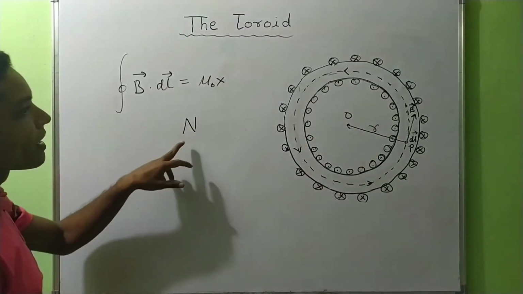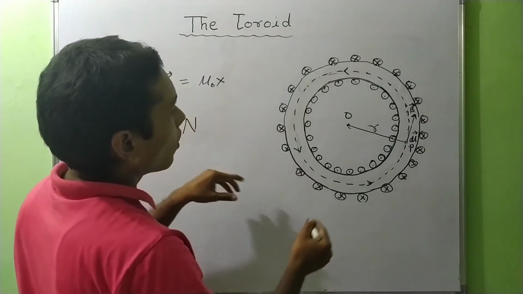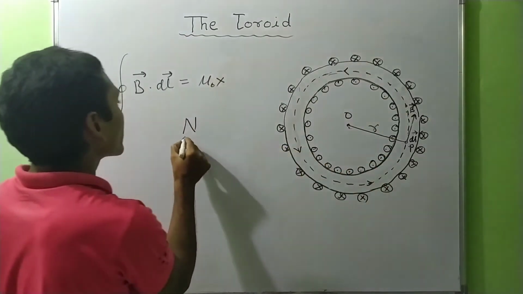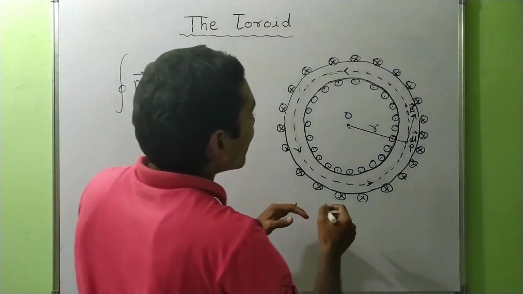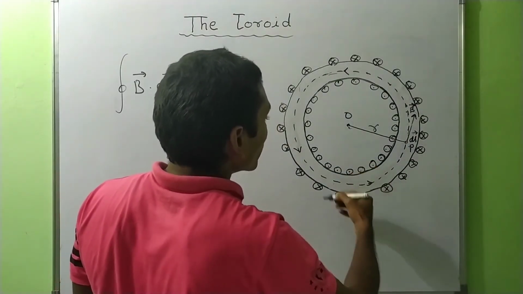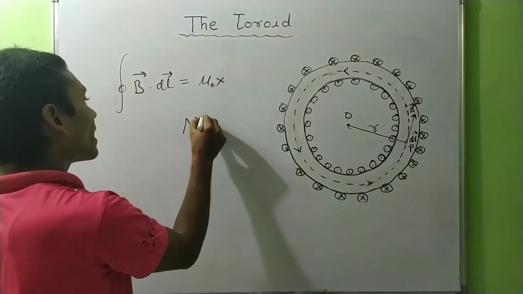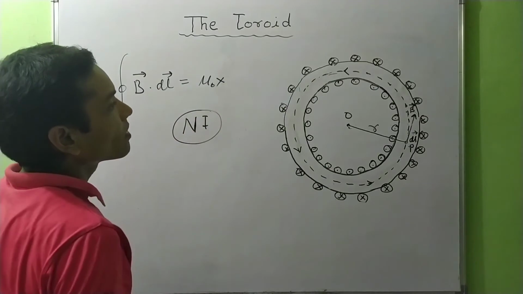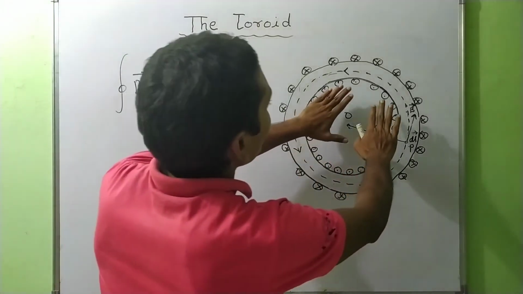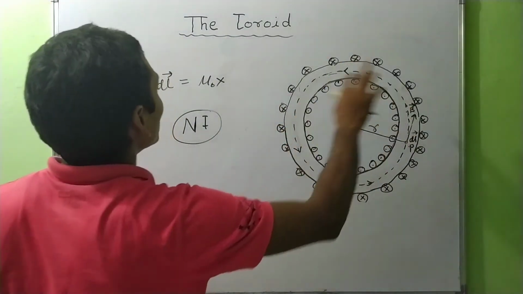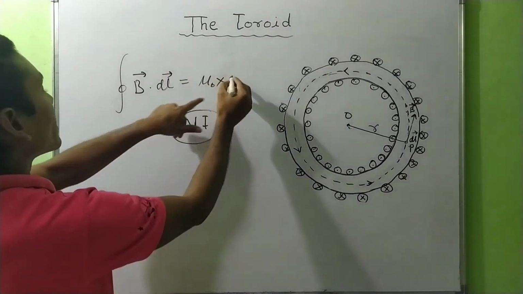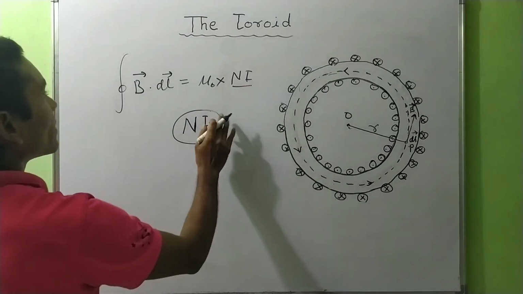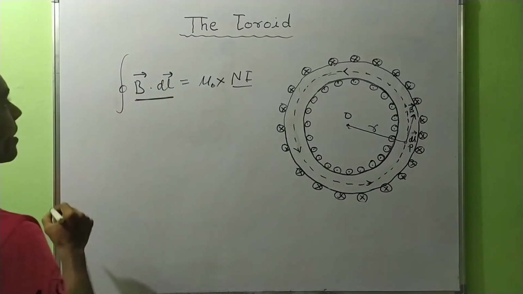If the total number of turns of the copper wire wound over the toroid is N, and the current flowing through each circular copper loop is I, then the total current will be NI. This current will be threading the area enclosed by this closed loop. So here the equation will be N into I. This is the total current. This is the dot product of two vectors.